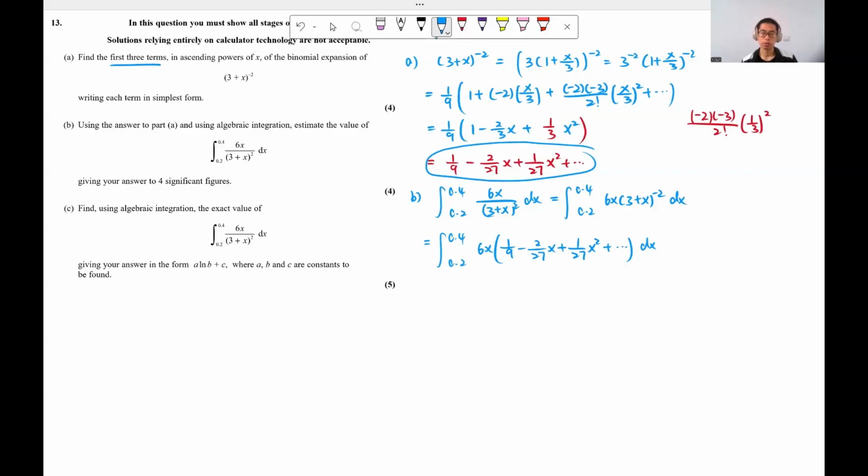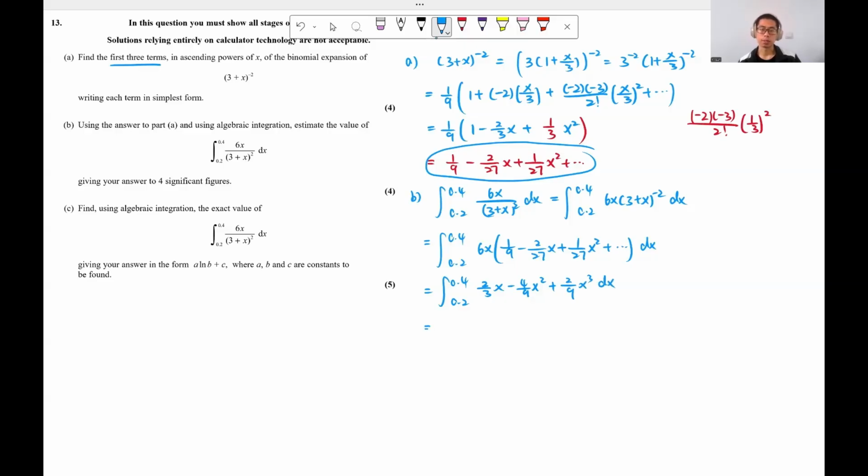dx. So expand it out, from 0.2 to 0.4: 6 times 1/9 simplifies to 2/3, so 2/3 x. And then 6 times 2/27, which is 4/9, and there's a negative, so negative 4/9 x squared. And then 6 times 1/27, which is 2/9, and this is positive, so positive 2/9 x cubed dx.